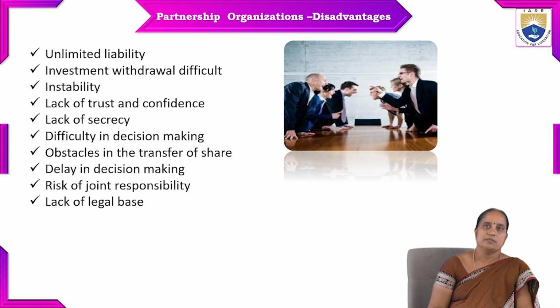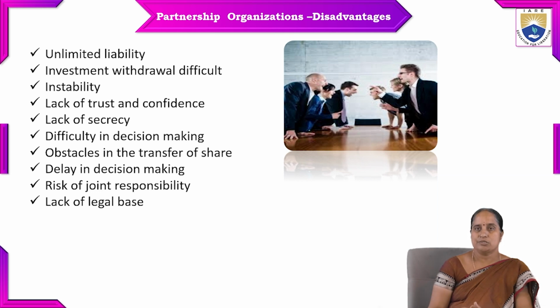And lack of secrecy: as there are more than two members, business secrecy may not be maintained by all the people. Then difficulty in decision making. When compared with sole proprietorship, the decision making process is somewhat difficult and there is delay in effective decision making. And obstacles in the transfer of shares: you cannot transfer ownership easily, as we do in the case of a joint stock company. And delay in decision making.